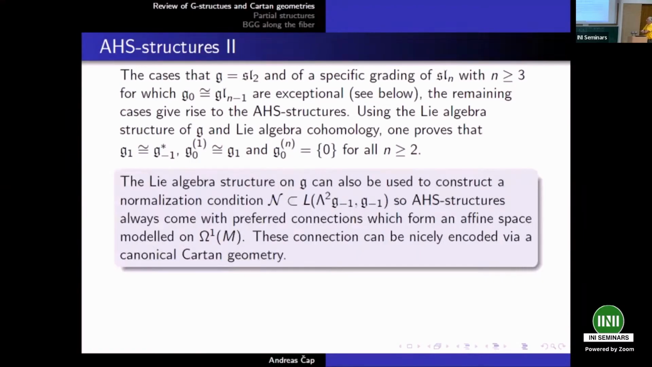Okay, and one can also use the Lie algebra structure on G mixed with ideas from Lie algebra homology and Lie algebra cohomology to construct an explicit normalization condition for torsions. And so you see that AHS structures always come with a family of preferred connections. And since this first prolongation is isomorphic to the dual of G minus 1, you see that these preferred connections always form an affine space modeled on one forms on the manifold. So you always have a family of preferred connections that have normalized torsion and are affine over one forms. And I should maybe say what happens in the favorite case of conformal Riemannian structures.